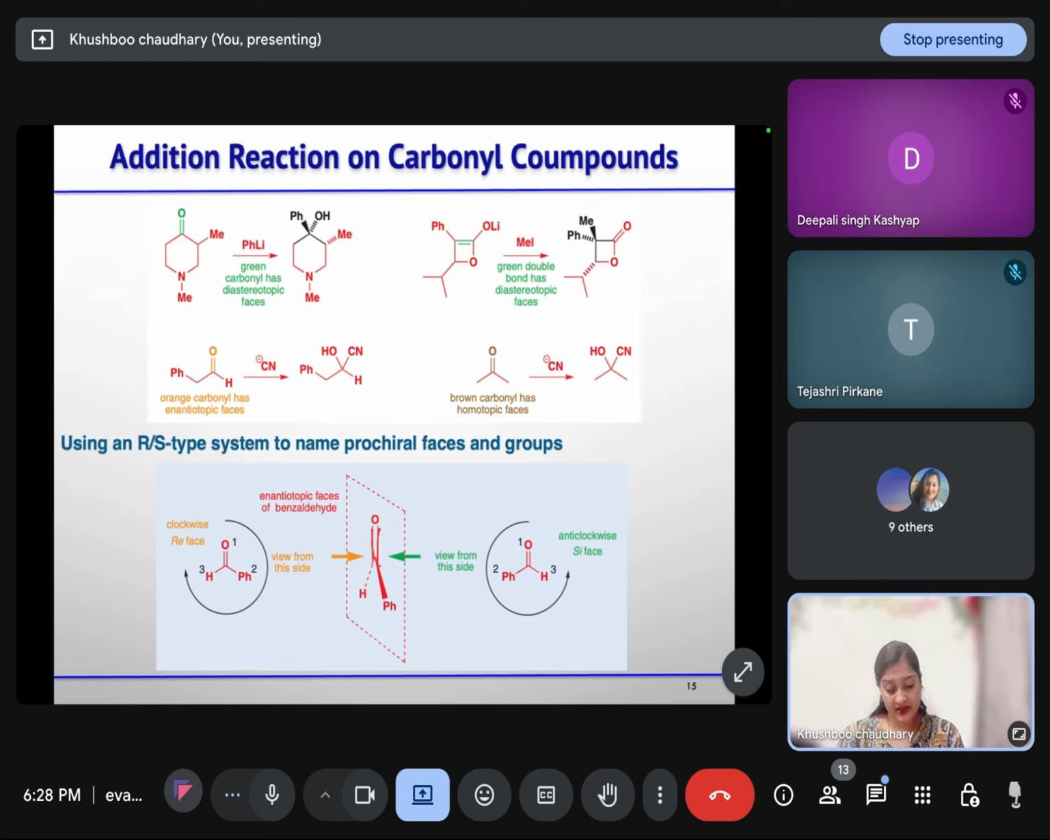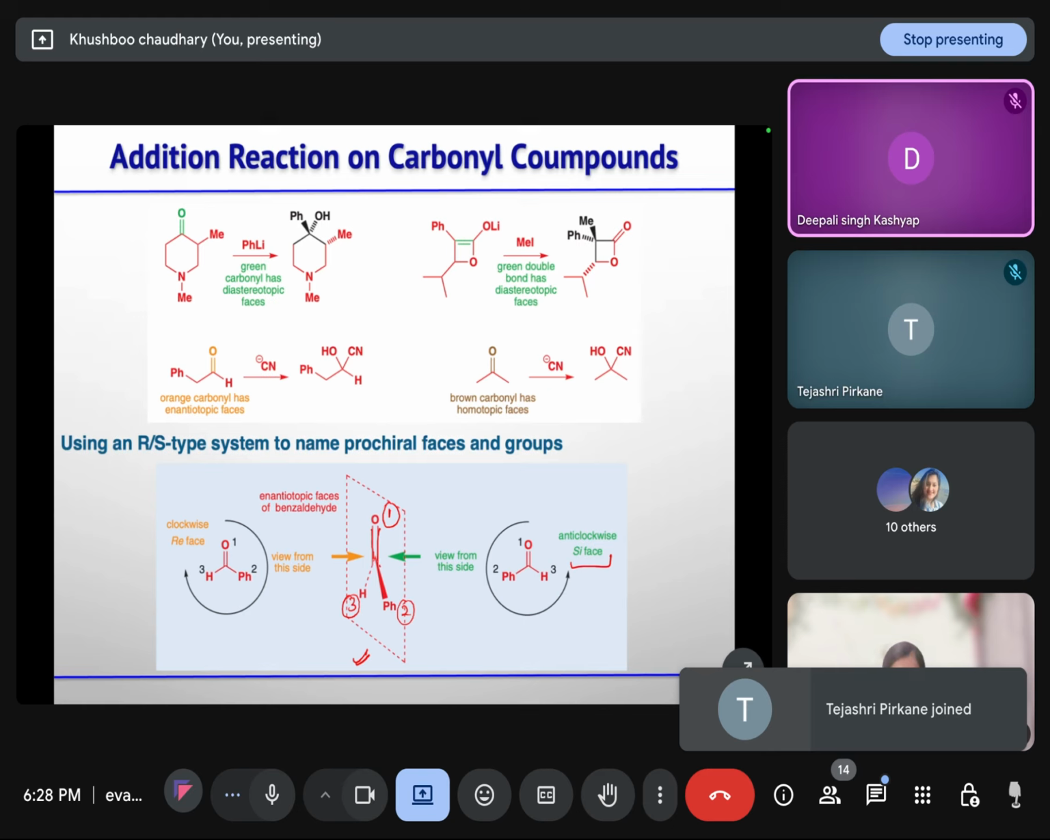Now from this example, we give priority: the carbonyl oxygen gets priority 1, phenyl gets priority 2, and hydrogen gets priority 3, as in RS nomenclature. So if we see from this side, for me oxygen is above, phenyl is towards me, hydrogen is on that side. So this is anti-clockwise rotation. So I will call this face, if I am seeing from this side, the si face. Imagination should be there. Is this clear?